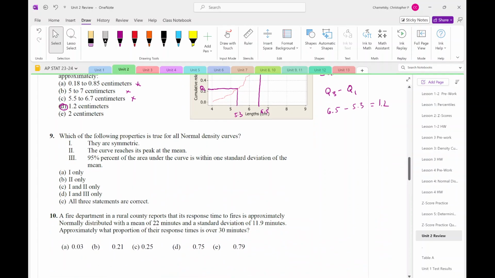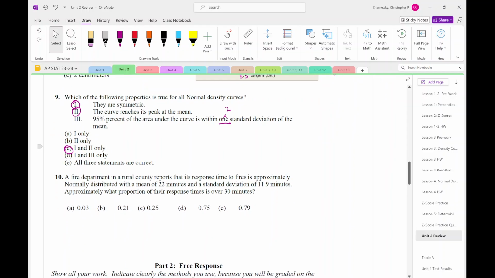Which of the following properties is true for all normal density curves? Okay. First of all, I can definitely say that they are all symmetric. So number 1 is correct. The curve reaches its peak at the mean. That is definitely true for a normal density curve. And number 3 sounds good. 95% of the area under the curve is within 1 standard deviation of the mean, except, well, here's the problem. It's not 1 standard deviation. It would be 2 standard deviations where 95% of our area is. So question 9, only 1 and 2 are correct.